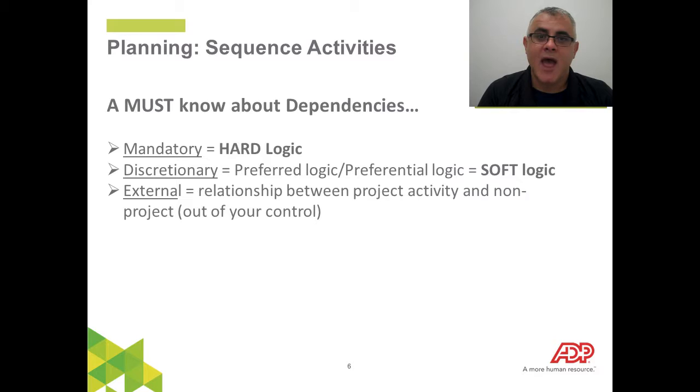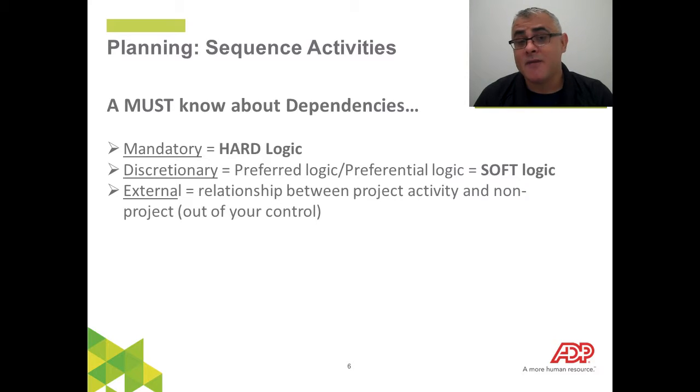Then we also have a discretionary dependency. That's also called soft logic, or preferential logic. So that is, it's not required to have one activity done before the next. So you could slide that activity in between a couple of other activities to get it done.